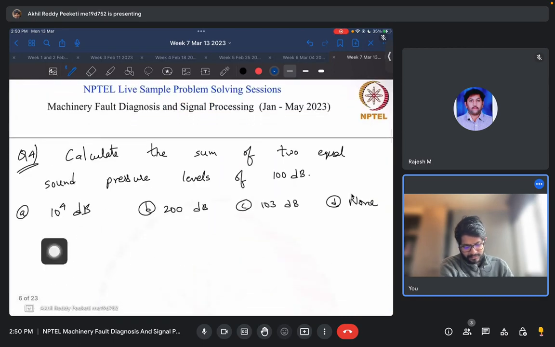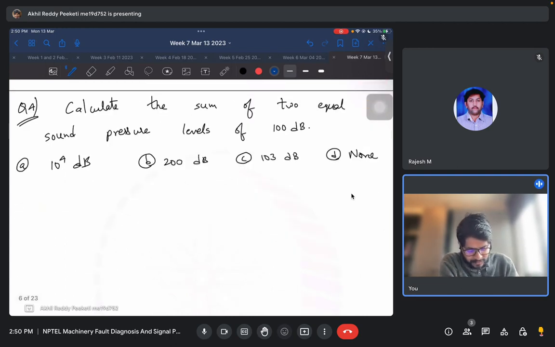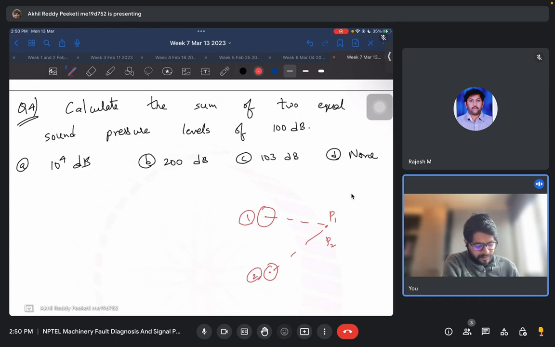Okay, so the next question is, when two pressures from two different sources are coming and joining at one point, and each of those pressure levels is 100 decibels, what will be the sum at that point? So let's say you have one source. This source is giving pressure P1 and the other source is giving pressure P2. Now at this point, what will be the resultant SPL?